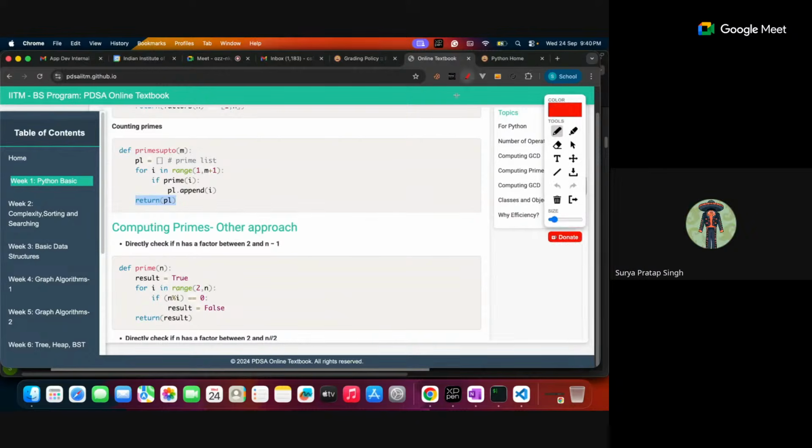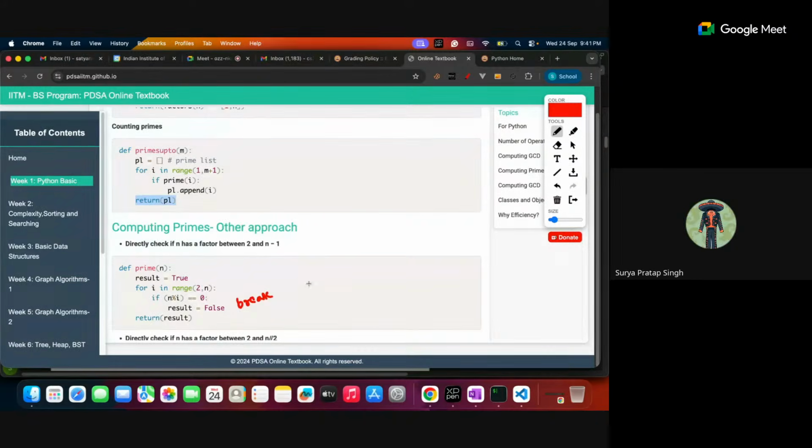We can also use the opposite condition. They can stop it, no break. We can also use the opposite condition, na sir. We can use n mod i not equals to 0. That's okay. But what do you want to do with the opposite condition? n mod i not equals to 0. Okay, not equal to 0 means what do you do?